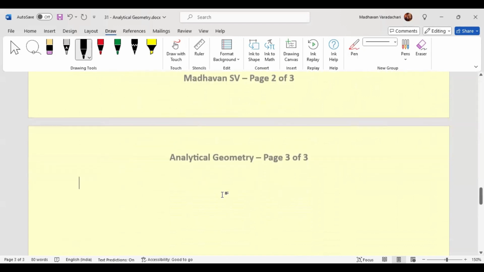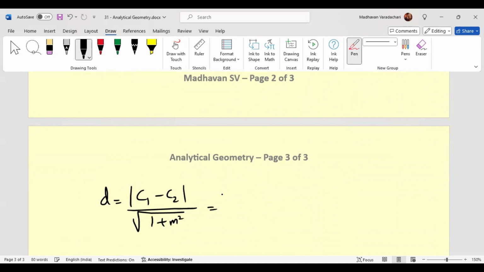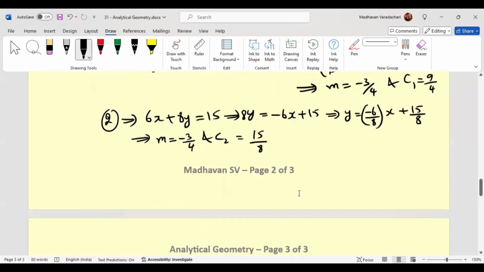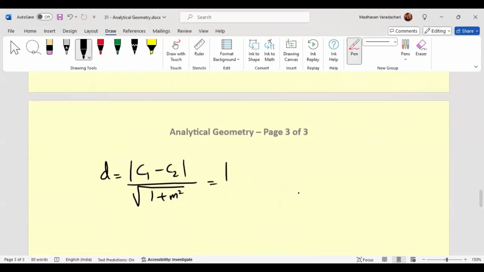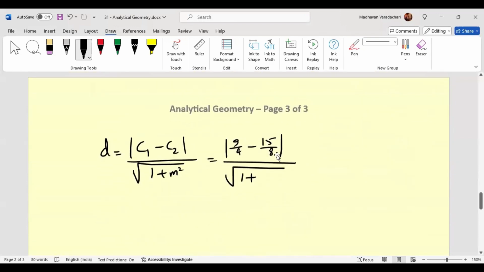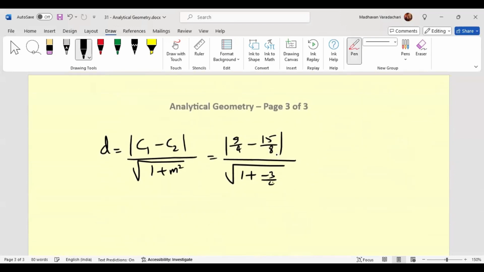So now we can find out the distance, which is modulus of C1 minus C2 divided by square root of 1 plus m square. C1 is 9 by 4, C2 is 15 by 8, divided by square root of 1 plus m, which is negative 3 by 4, the square.